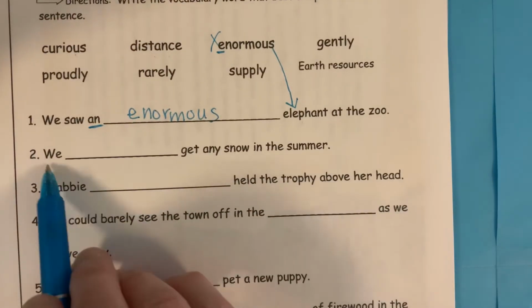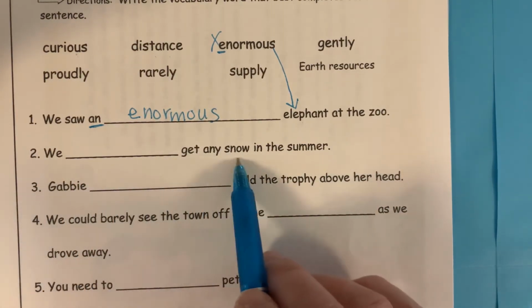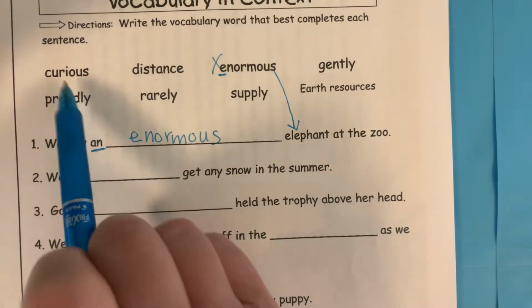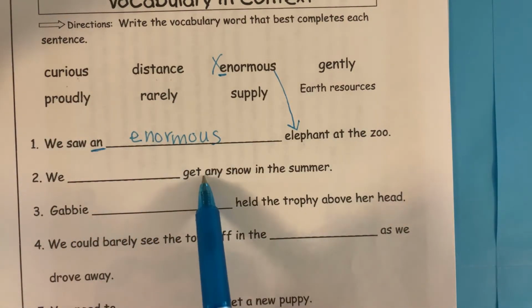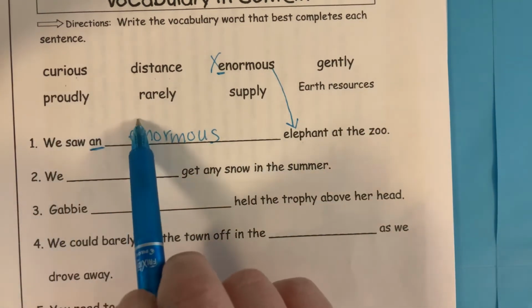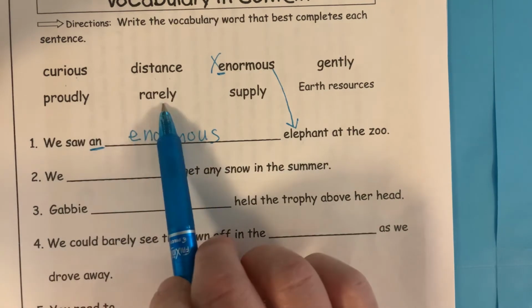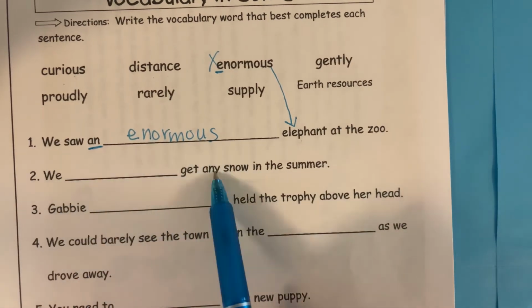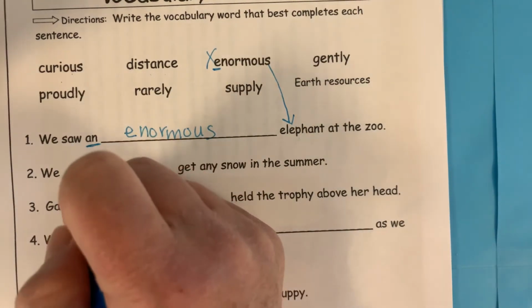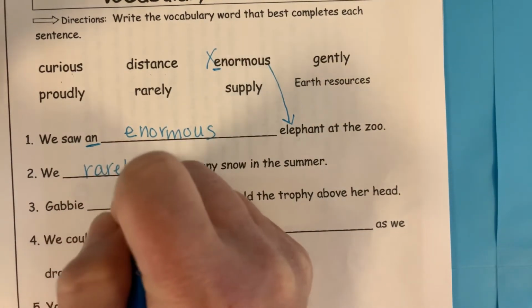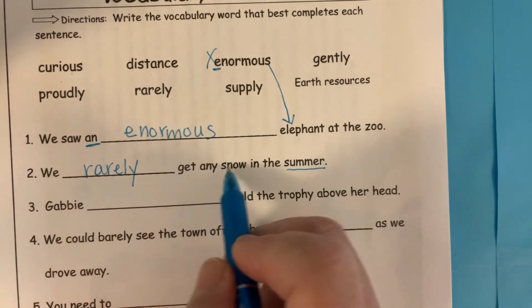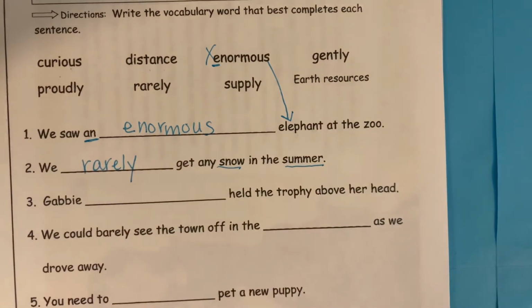Okay, next, we blank get any snow in the summer. So, curious, distance, we distance get any snow, no, gently, we gently get any, that doesn't make sense. We proudly get any snow, that doesn't make sense. Rarely, we rarely get any snow in the summer. So that makes sense, rarely, that means it doesn't happen very often because it's summertime. And snow, that would be a rare thing to happen in the summer.